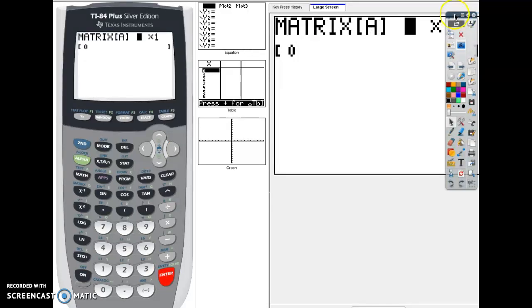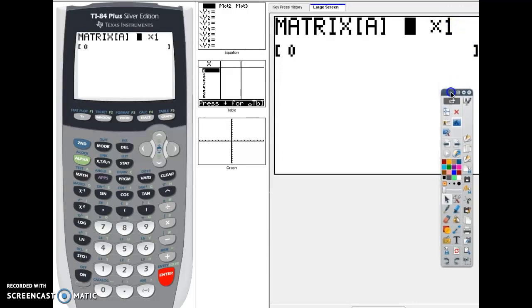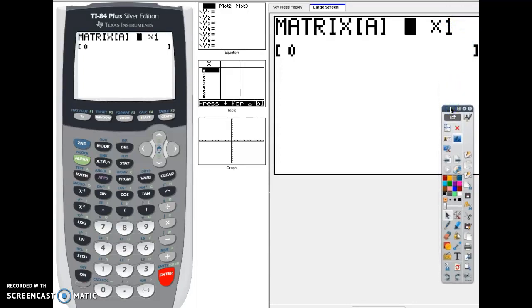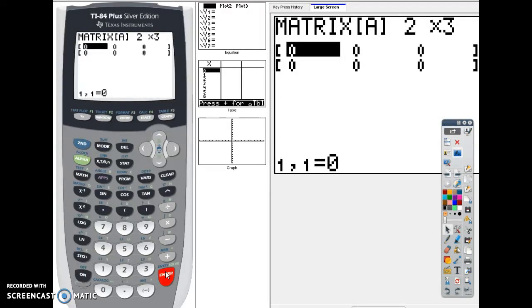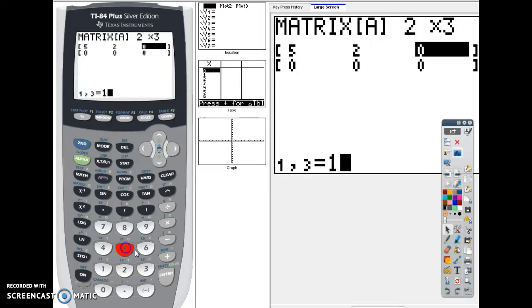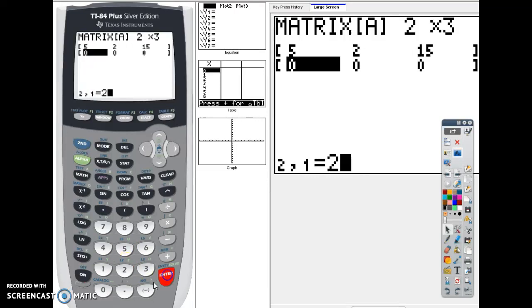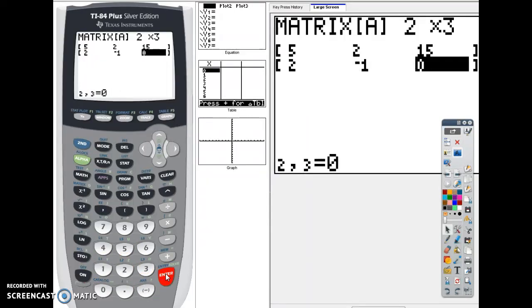Remember, this always has to be a 2 by 3, and maybe yours is already 2 by 3, but mine is not, so I'm going to have to make it a 2 by 3. So 2 enter, 3 enter. Okay, we're going to type our numbers in. They were 5 enter, 2 enter, 15 enter, 2 enter, -1 enter, and 3 enter. Okay, so our matrix is filled in.